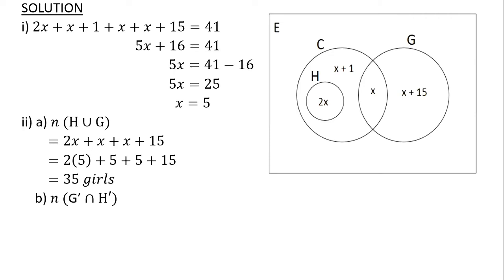Find the number of elements in G complement intersection H complement. G complement means those who were not taking geography, so G complement is the region outside G. Then intersection, what is common with what is outside history. So you find that this is the region G complement intersection H complement. Where there's x, we'll replace it with 5, which gives us 5 plus 1, which gives us 6. So there were 6 girls who did not take geography and who did not take history.